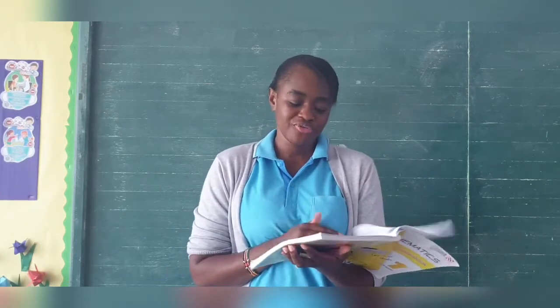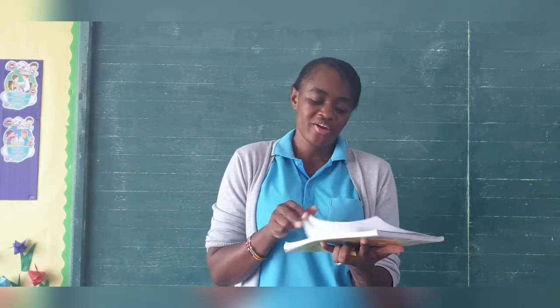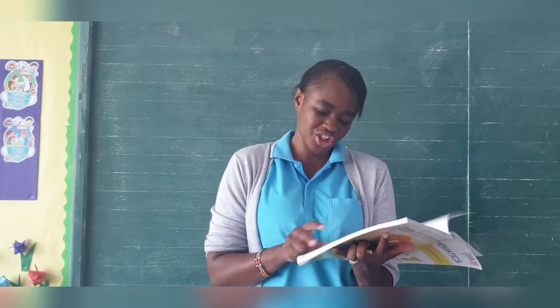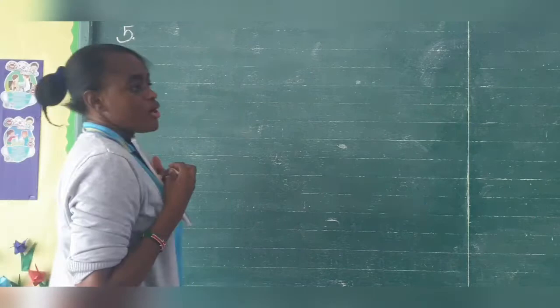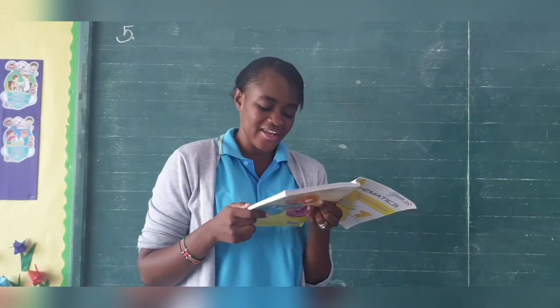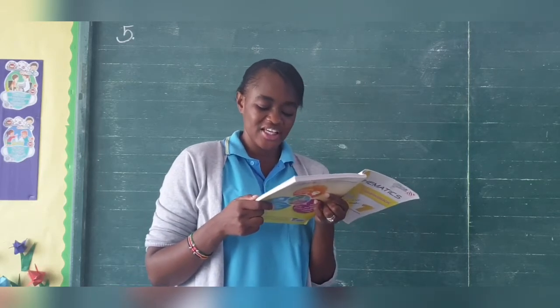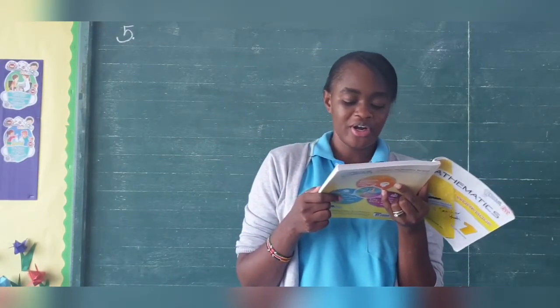Today we are going to continue from Mathayom 1, from page 5. Write an integer to represent each of the following descriptions.